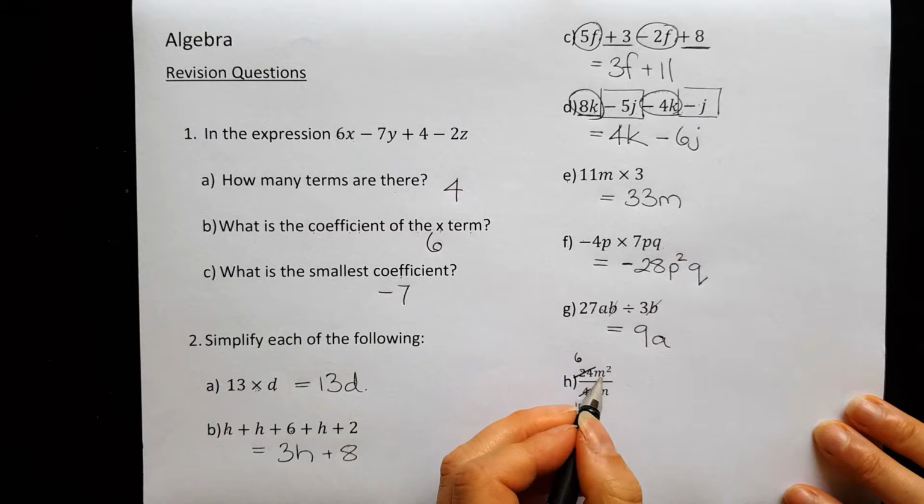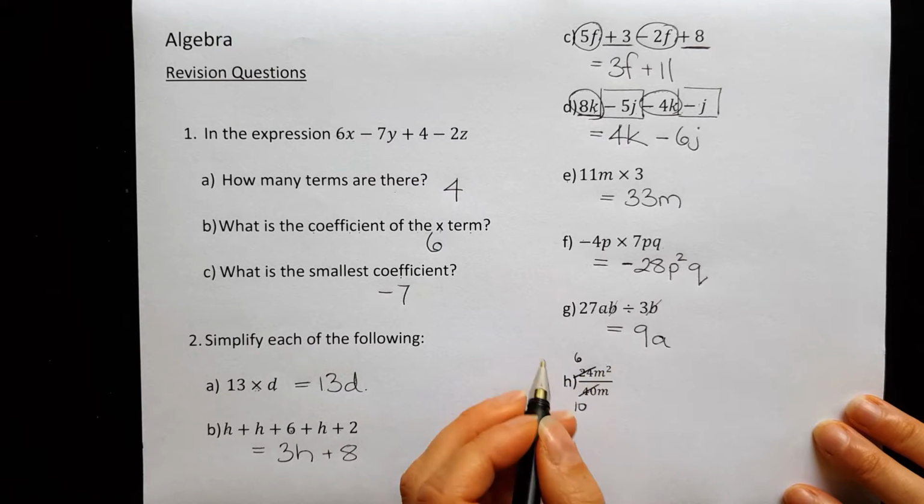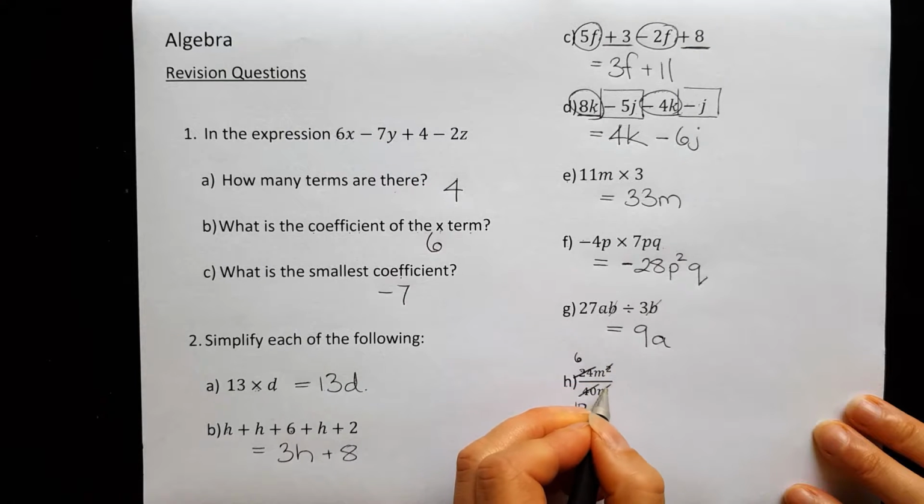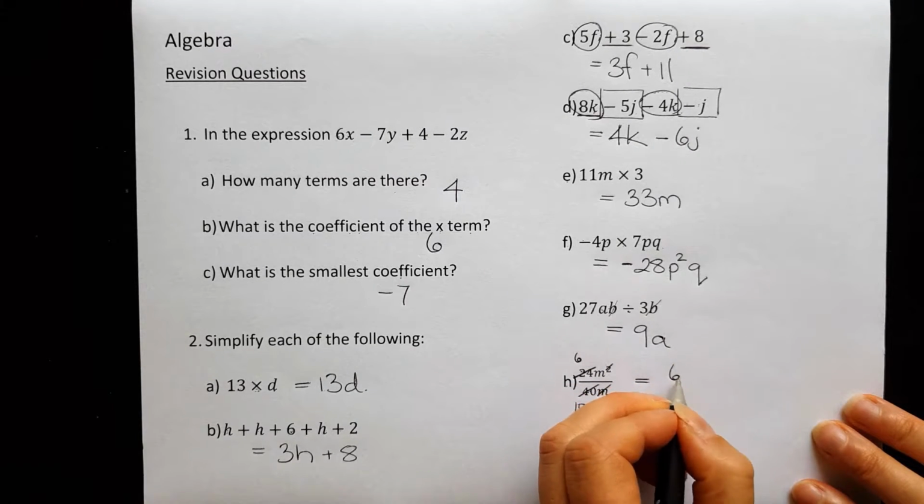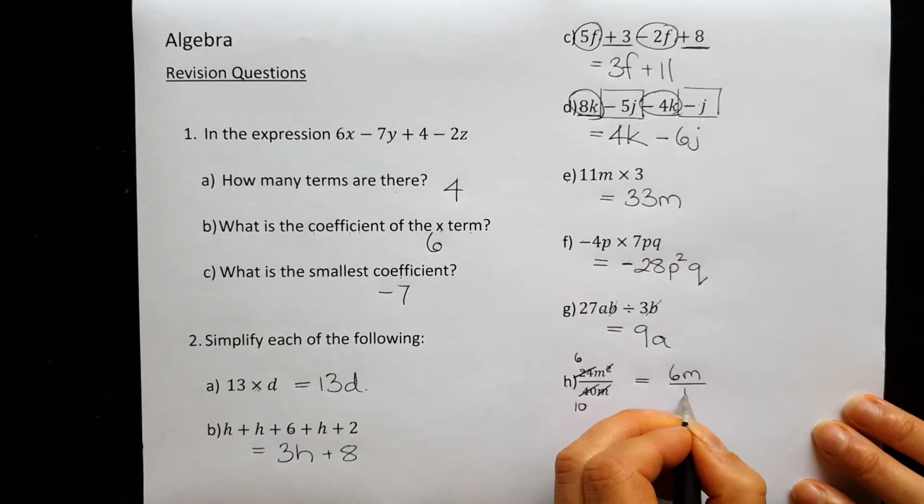We also have an m on the bottom and 2 of them on the top, so we can cancel that one off with one of those. And we will get 6m over 10.